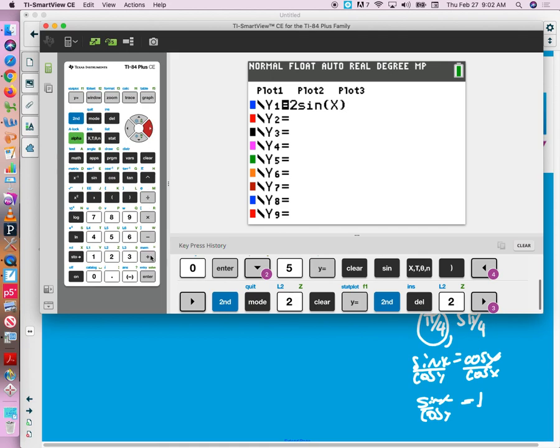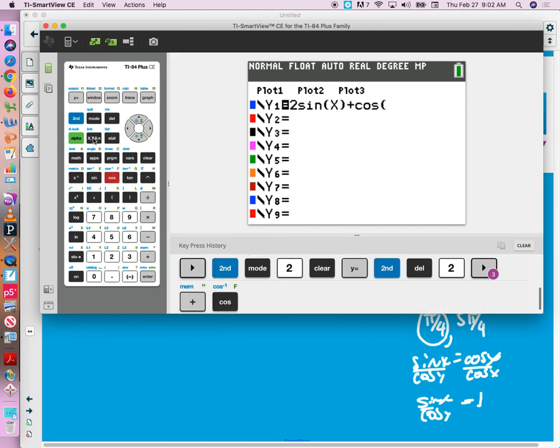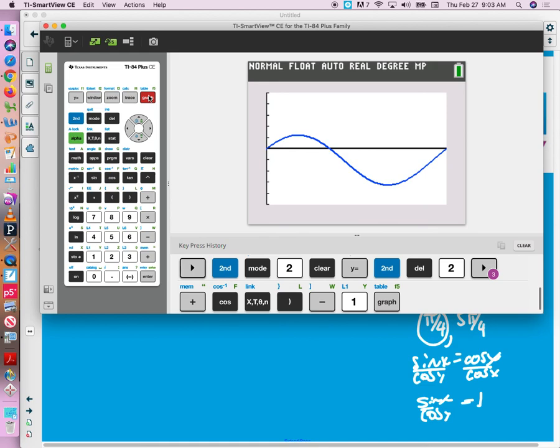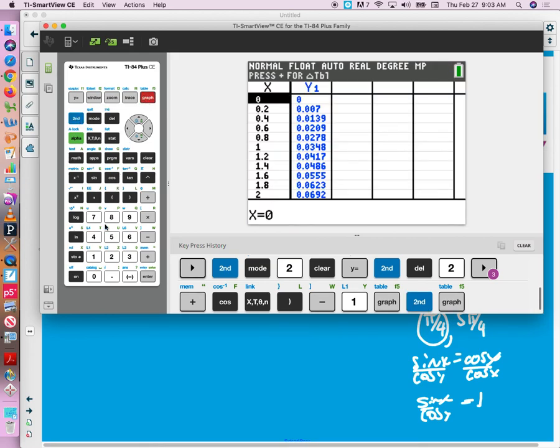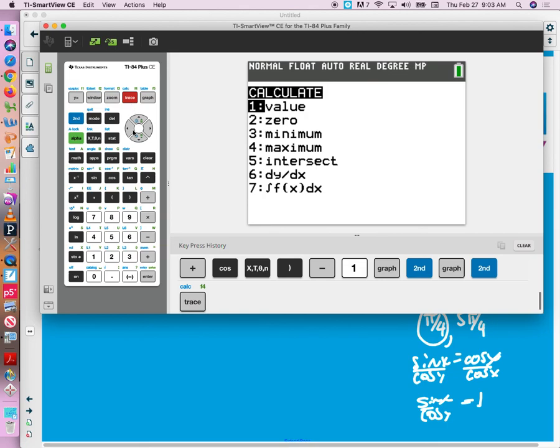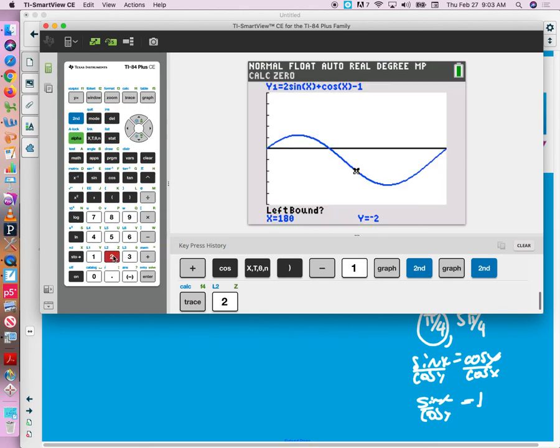Is it plus cosine x minus 1? I'm going to graph it, and I quite literally want to see where it equals 0. Sometimes I will even go to the table and fill in a number I suspect. It looks like 0 gives me 0. Sometimes I don't like fighting with Calc Zero and Calc Intersect, but these are skills you have to have in AP.